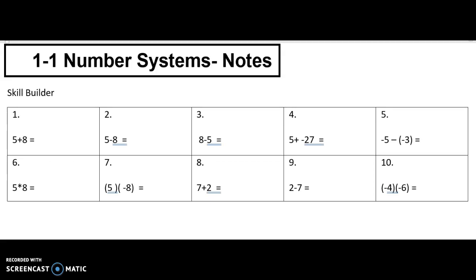These are skill builders. In other classes, you would know them as BellWorks. These are things that you should know, things that I'd like you to practice on, things that might come up later that I'm going to see if you can do them right now. This guides me on what I can add in later and what I need to adjust.